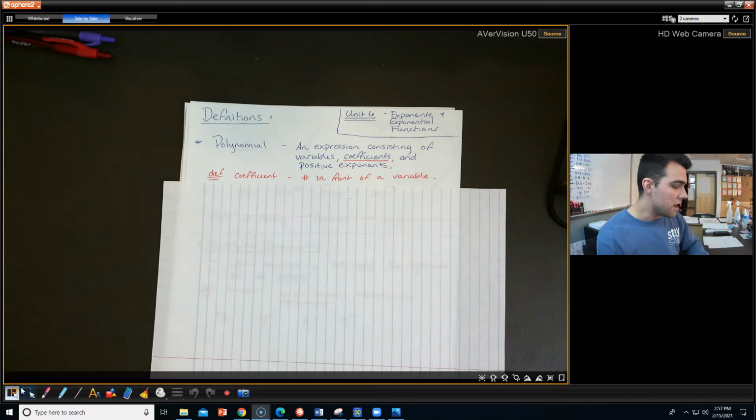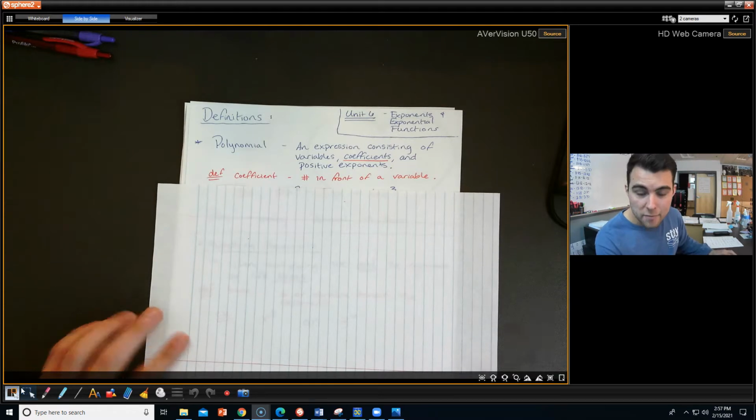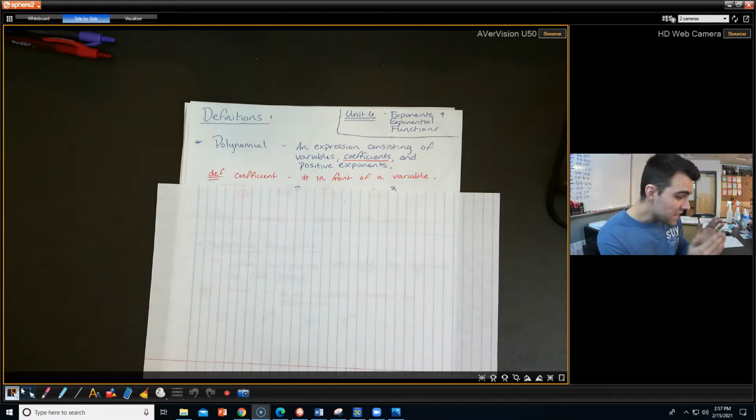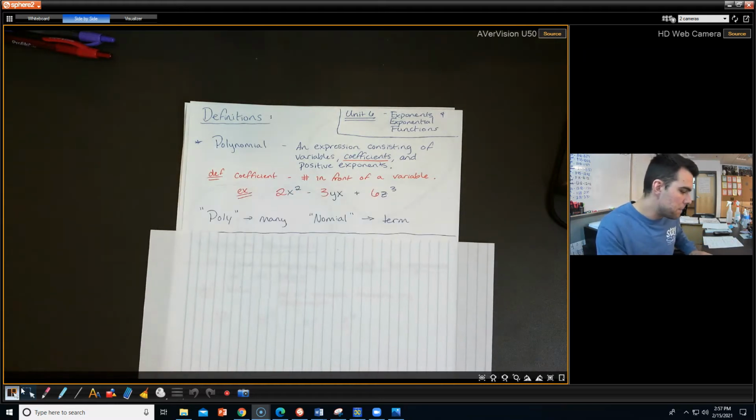Okay, so let's start off with some definitions. Not my favorite thing to start off with, but it's good to be on the same page. So we're going to talk about this thing. It's called a polynomial. A polynomial is an expression consisting of variables, coefficients, positive exponents. That's kind of the gist of it. And I underlined coefficient because it's been a while since we talked about that. A coefficient is just the number in front of a variable.